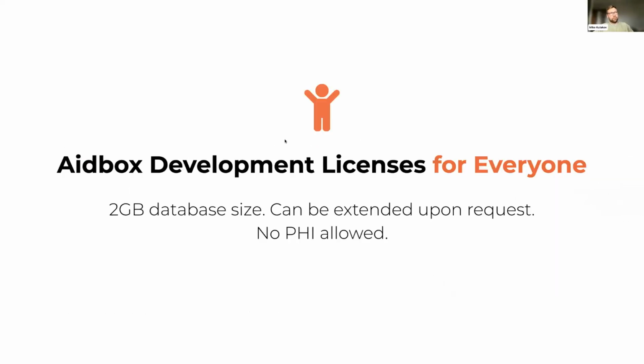So let me start with a few announcements that we consider vital for Aidbox and the FHIR ecosystem itself. Starting from the previous release, Aidbox development licenses are available for all people interested in learning FHIR, experimenting with FHIR, doing some POC or pilot projects or whatever. Aidbox development licenses are free of charge. They have some restrictions, including the database size. We allocate only 2 gigabytes for this, but this limit can be extended upon request.